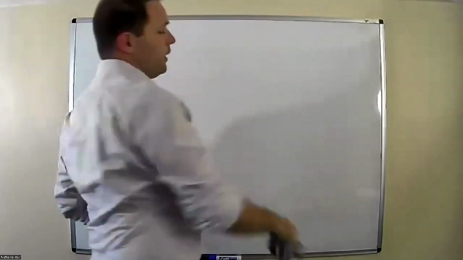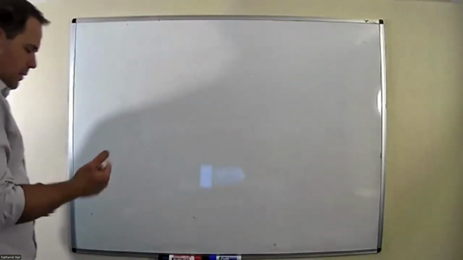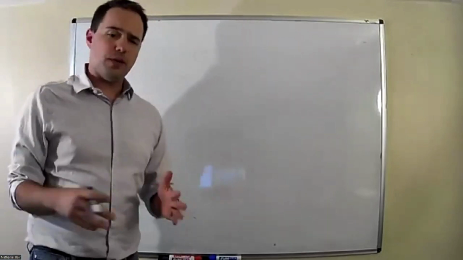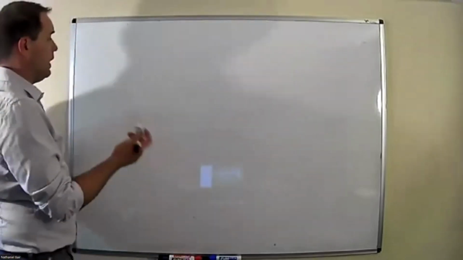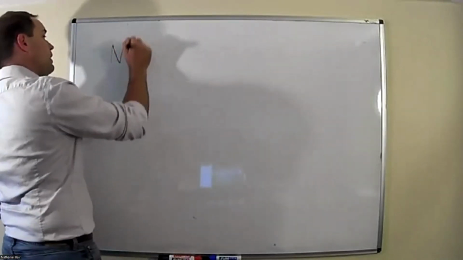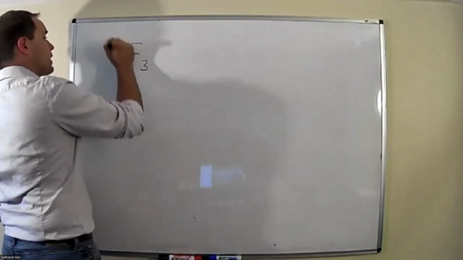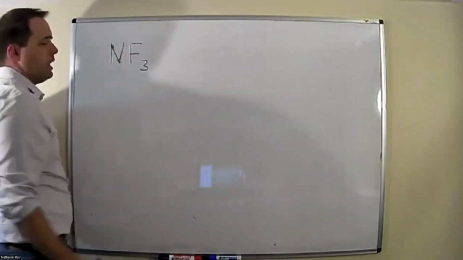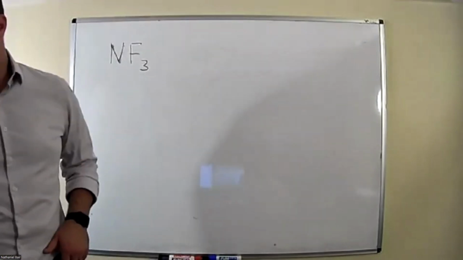All right, back to covalent Lewis structures. I like to review covalent Lewis structures just by doing one. So let's do, I don't know, let's do NF3, folks. NF3. You got your periodic tables close by.